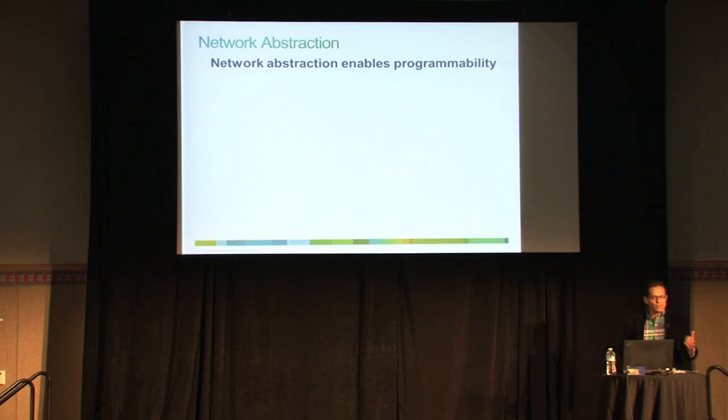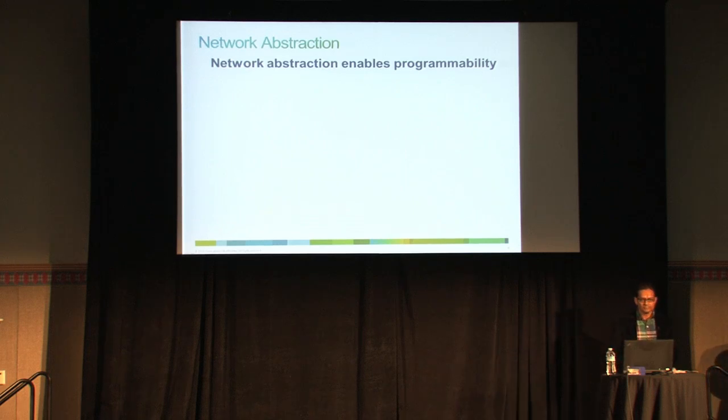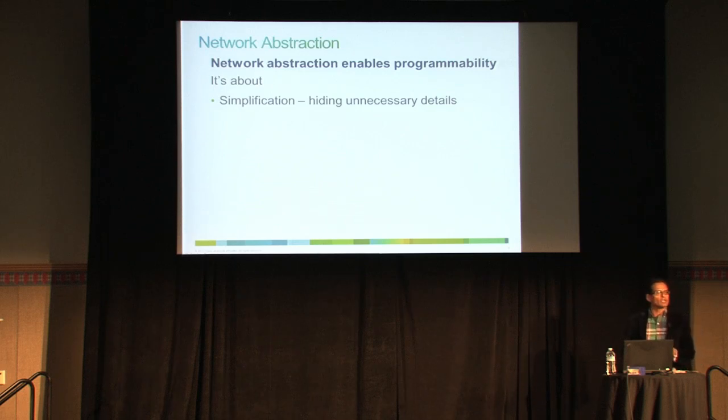We spoke about programming your network. What enables programmability? It is this network abstraction that enables programmability, so that my application developer, who doesn't know much about the network, can actually use these abstractions to program it. What is it about? It's about simplification, as we saw earlier. It's about hiding the unnecessary details and only exposing what the application needs to know to the end user.